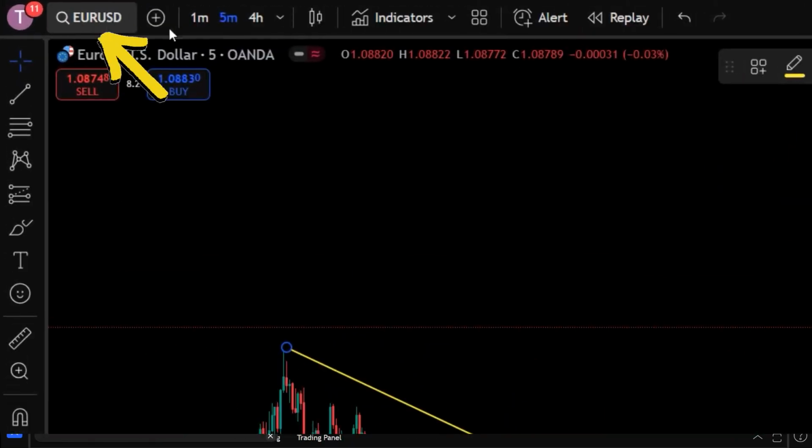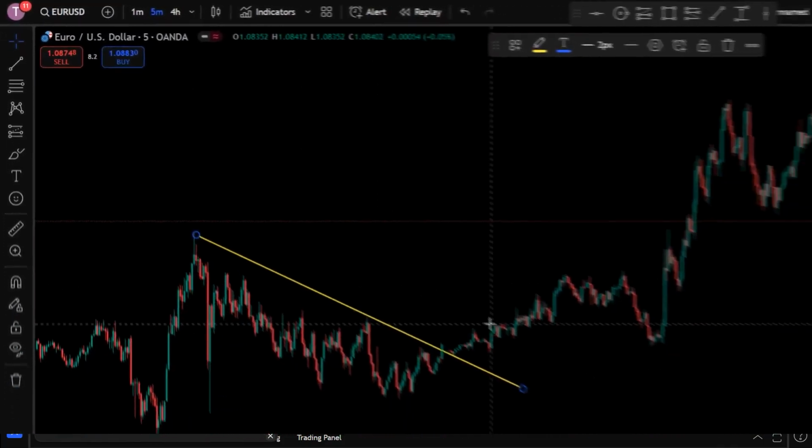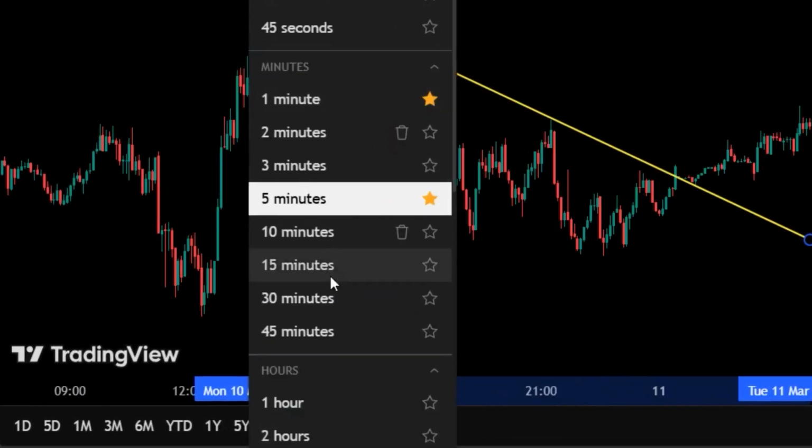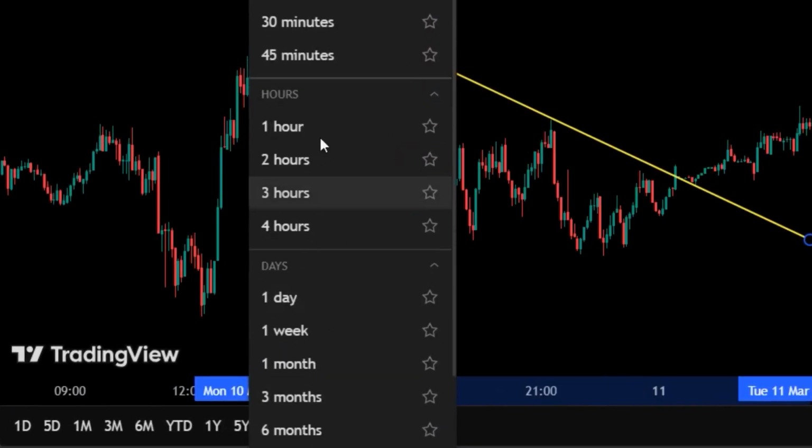We're going to use EUR/USD on a 5-minute chart for this example. But here's the cool part. This isn't just for forex. You can use it on crypto, stocks, commodities, you name it. It works on any time frame, whether you're scalping or holding long term.